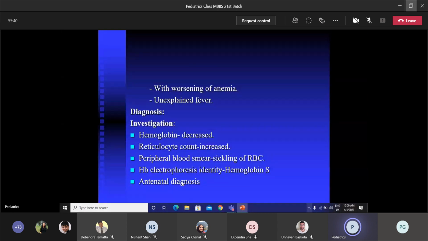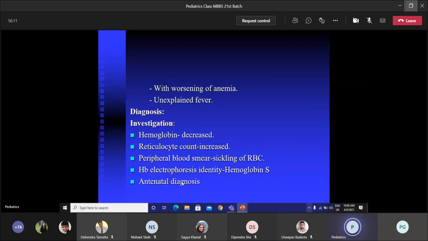Diagnosis wise, again you do the complete blood count, CBC. Hemoglobin will be decreased. If you do the reticulocyte count, the count will be increased. On peripheral blood smear, you see in the microscope, there will be sickling of the RBC. And you do the hemoglobin electrophoresis, which will identify the hemoglobin S.